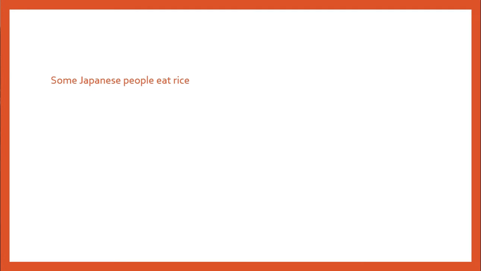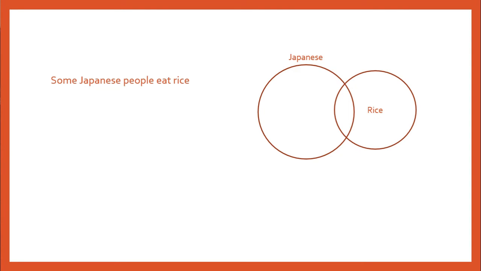Some Japanese people eat rice. So here we're going to have two overlapping circles, Japanese and rice. And the part that overlaps represents Japanese people that eat rice, and the part of the Japanese circle that does not overlap with rice represents Japanese people who do not eat rice. George Takei is Japanese. So somewhere in the Japanese circle, we need to have an X that represents George Takei. And we'll put it there.